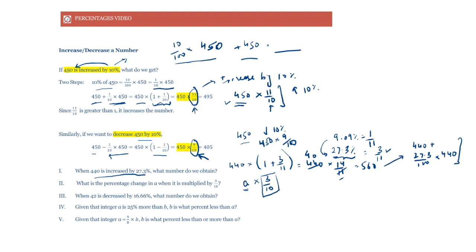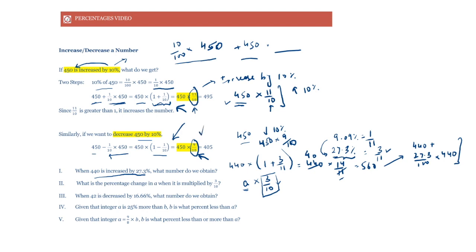Similarly, here, that multiplier is 3 by 10. How do we obtain this? We either add 1 and a fraction, or we subtract a fraction out of 1. Like here, we added 1 plus 1 by 10, and here we subtracted 1 by 10 from 1.